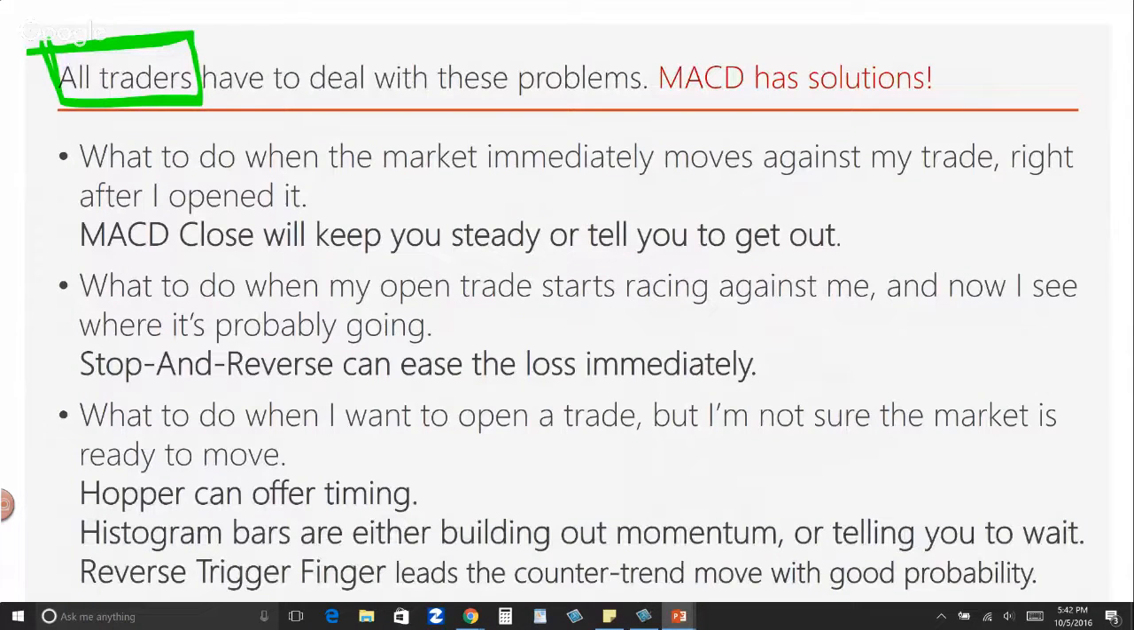All right, so I'm going to give you a little rundown here. All traders have to deal with these problems, and the MACD has solutions. The problems are what to do when the market immediately moves against my trade right after I open it. The answer is MACD close will keep you steady or tell you to get out. What to do when my open trade starts racing against me and now I can see where it's probably going. Stop and reverse can ease that loss immediately. What to do when I want to open a trade but I'm not sure the market is ready to move?